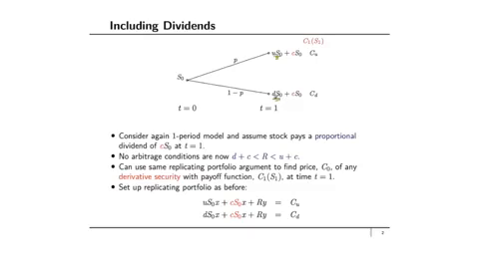But we're also going to assume that the security pays a proportional dividend of c times S0. And c times S0 is what gets paid out as a dividend at time t equals 1, regardless of whether the stock has gone up or down. So you'll see that cS0 is here and cS0 is down here as well. So this is the dividend that gets paid out to the shareholders.